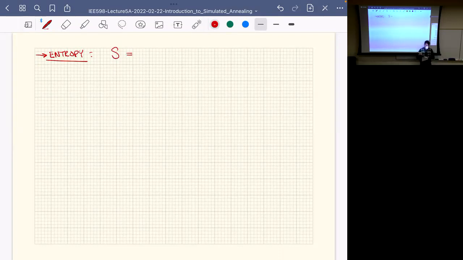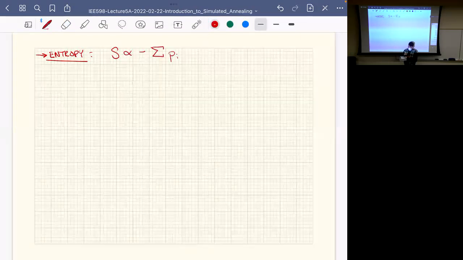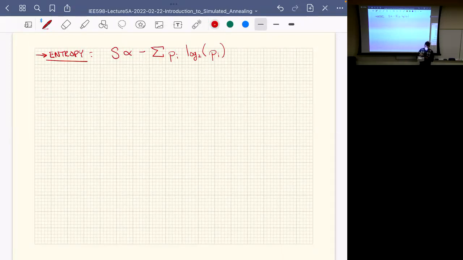A lot of times you drop that out, so I'm just going to write proportional to instead of equal. I'm going to say entropy is proportional to this funny little property here. I'm just going to use log base 2 in this case, but it doesn't have to be base 2 because it's just a proportionality thing, where p_i is the probability of being in microstate i, and this is summed over all microstates.